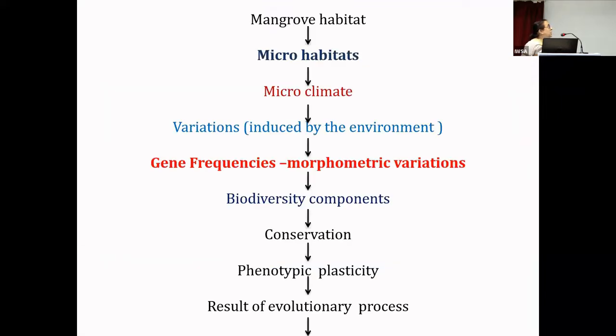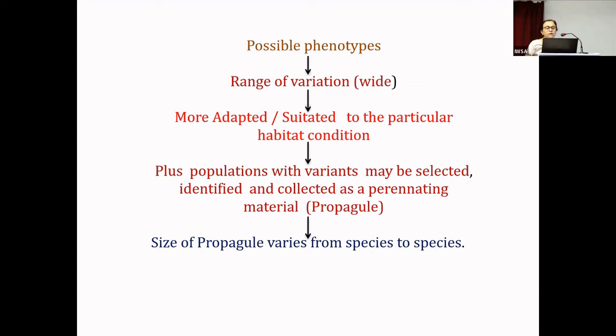These microhabitats are very important because we have microclimatic regions in the mangrove habitat, as they induce environmental variations, which we call gene frequencies. These are morphometric variations, and morphometric variations are important as a biodiversity component because we have to conserve them as phenotypic plasticity, which is the result of an evolutionary process.